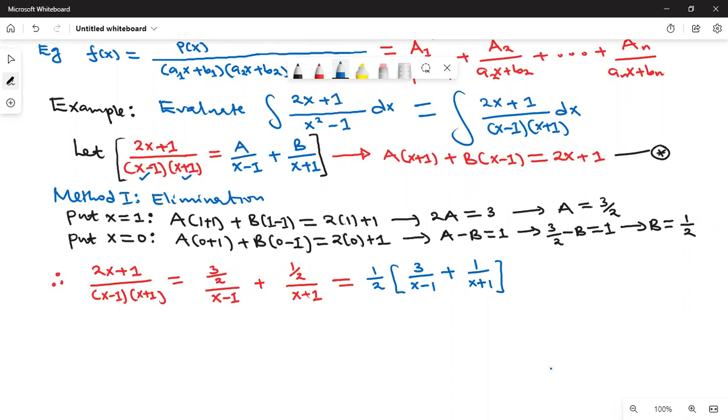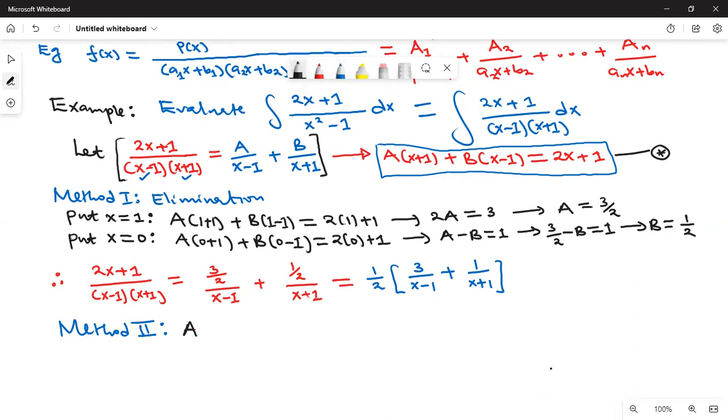Another method of finding the constants a and b, let's call it method 2. Method 2 is now we are going to expand. Look at our equation star, the one we are calling star. We are going to expand the left-hand side so that we have a times x. Let me use another color. Ax plus a plus bx, this is a plus, then minus b should be equal to 2x plus 1. And then you collect like terms, or we start with the coefficients of x, that is a plus b times x. Then the constant terms are a minus b. That should be able to give us 2x plus 1.